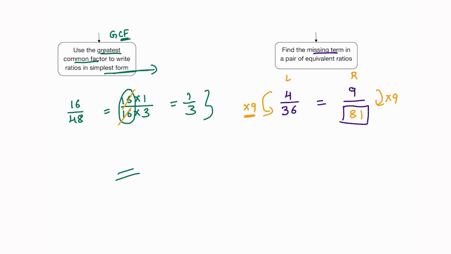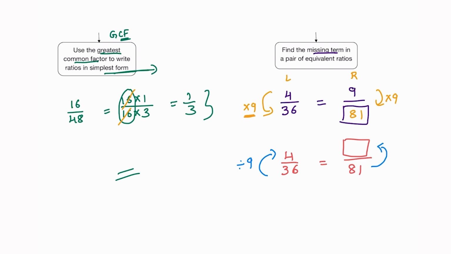Let's take one more example. Let's say this time we have 4 over 36 equals something, the missing term, over 81. In this case, what do we do? We will say that from 36 to 4, it's divide by 9, right? Same thing on the right side.